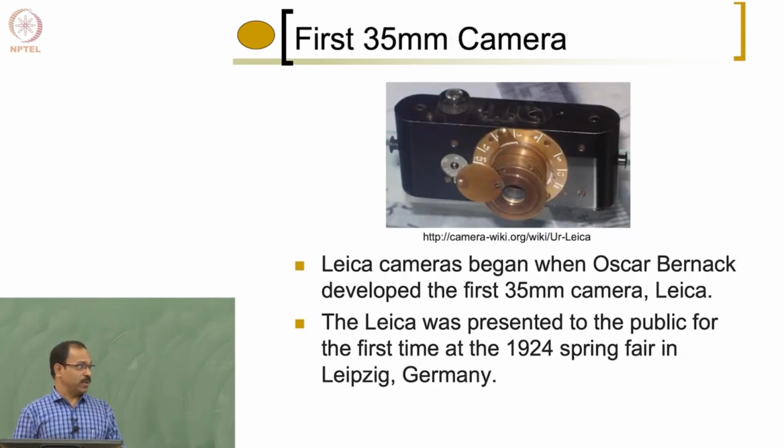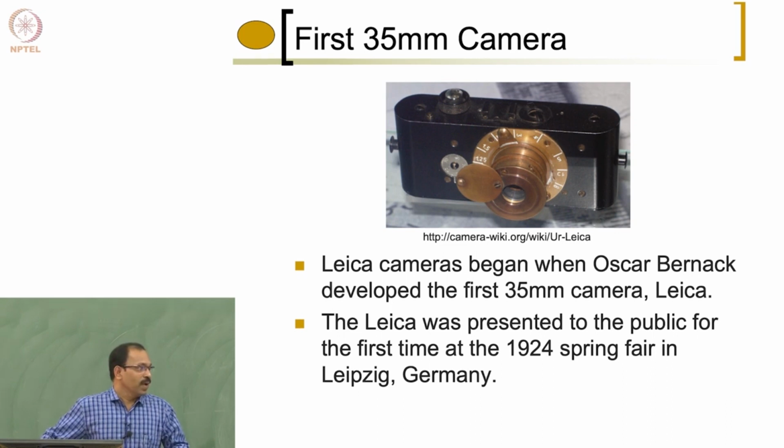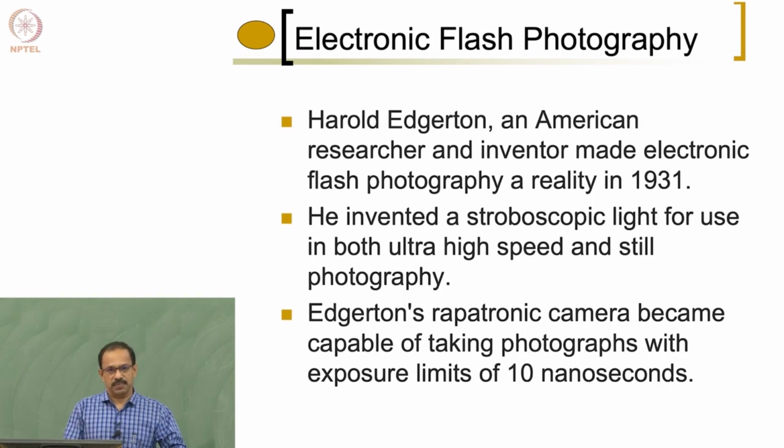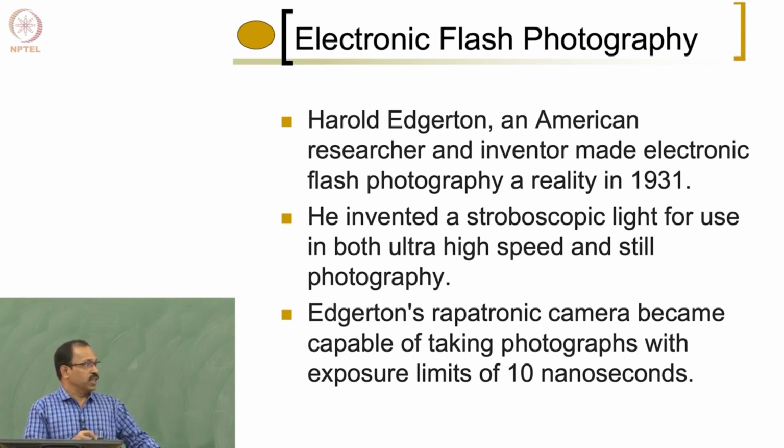And the first 35mm camera, Leica brought the first 35mm camera, and in 1924 we got this camera in Germany. Again, electronic flash photography was introduced in 1931, and then a stroboscopic light for use in both ultra high speed and still photography was introduced. Somebody found that the images were not bright enough, so they started putting flashlight in the photos.